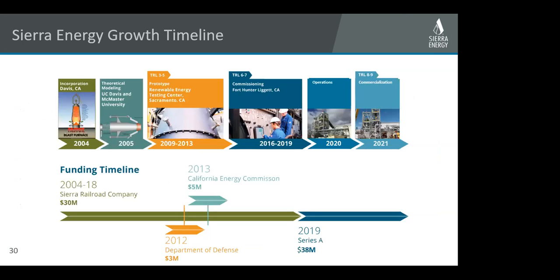This is our timeline. I'm also the CEO of Sierra Railroad Company, and that's the company that provided the initial funding for the technology over the years. We also had the Department of Defense and the CEC add additional money, as we went through the various stages of proof, building the technology larger and larger, building our first commercial facility down at Fort Hunter Liggett. In 2019, we raised a Series A for about $38 million.